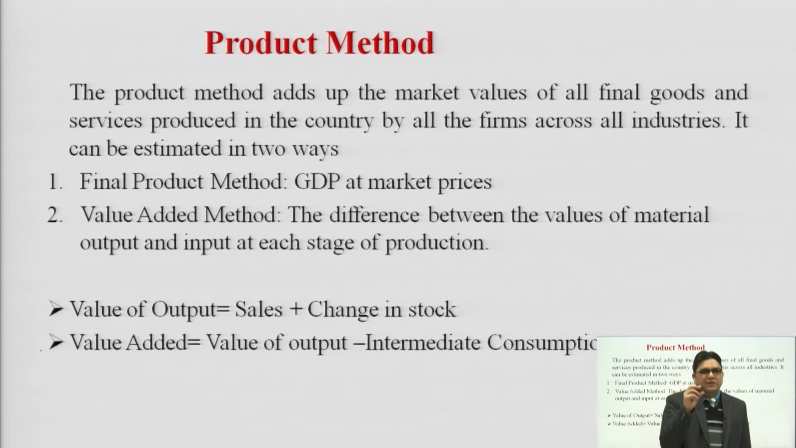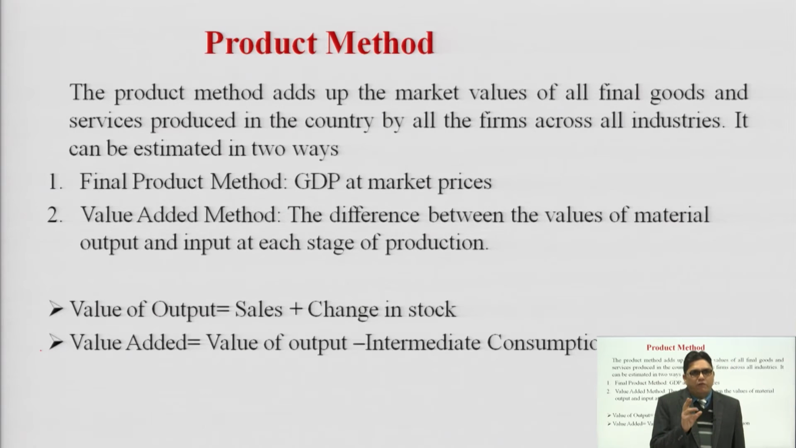So, the product method calculates in two ways. We take the final product and simply multiply by current prices, and we get the GDP at market prices. In the value added method, at every stage of production, the subsequent stage has to be taken into account because the higher valuation is going to be at that point in time.